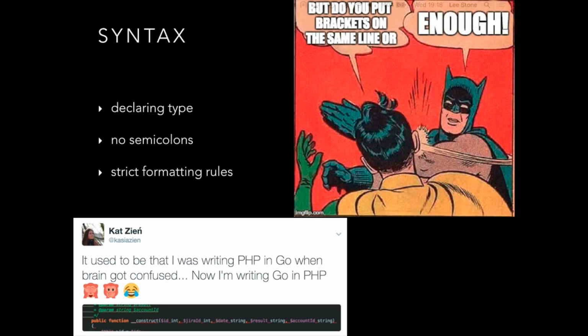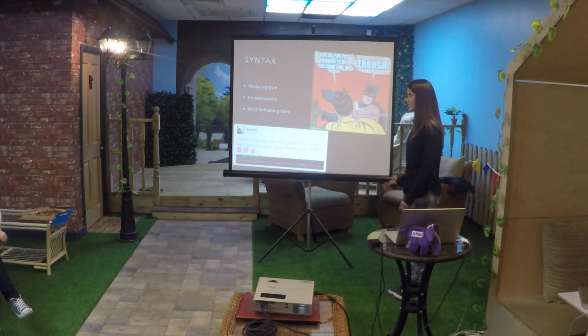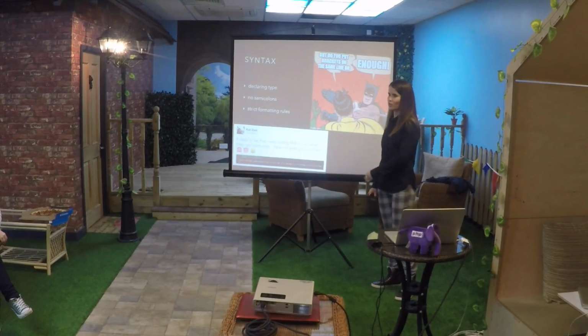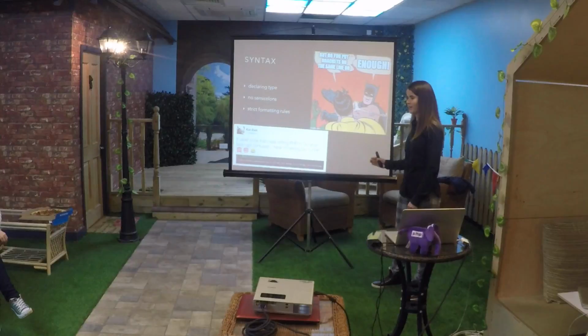So very quickly about syntax, it does get quite funny switching from PHP to Go because the type declarations are the other way around in Go. So in PHP you do, which way around you do it? You do type and param, and then in Go you do param and type, and it leads to some funny things like this one where you switch from PHP to Go and you start writing PHP in Go, and then you do Go for a bit, and then you go back to PHP and you start writing Go in PHP. It's quite funny. There are no semicolons at all in Go.